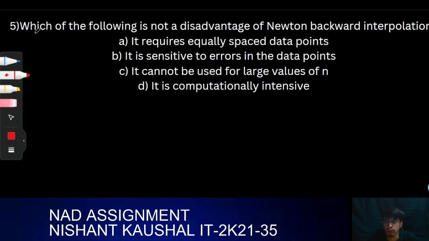Let us proceed to question number 5. Question number 5 says, which of the following is not a disadvantage of Newton backward interpolation? Option A, it requires equally spaced data points. It is a disadvantage. It is sensitive to errors in the data points. It is also a disadvantage, and we have to find which is not a disadvantage, right? It cannot be used for large values of n. It is also a disadvantage of Newton backward interpolation. So the answer should be D, it is computationally intensive.